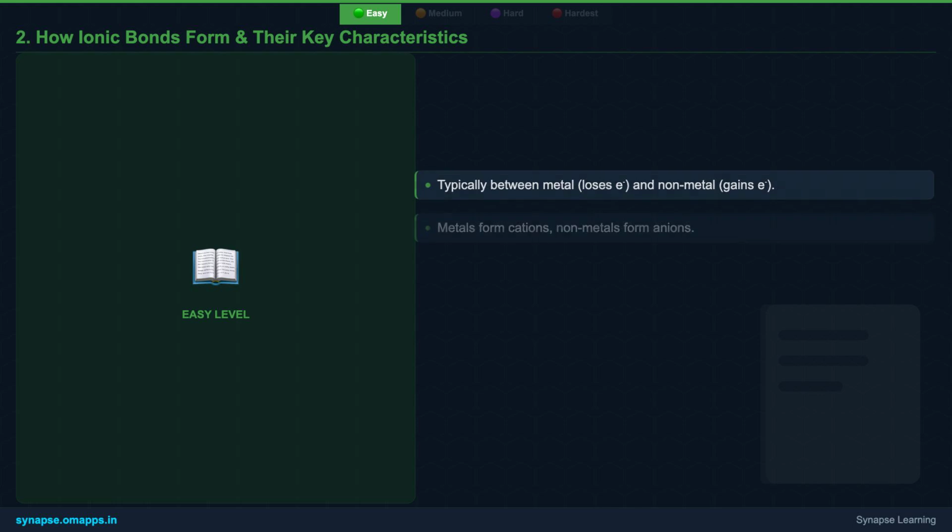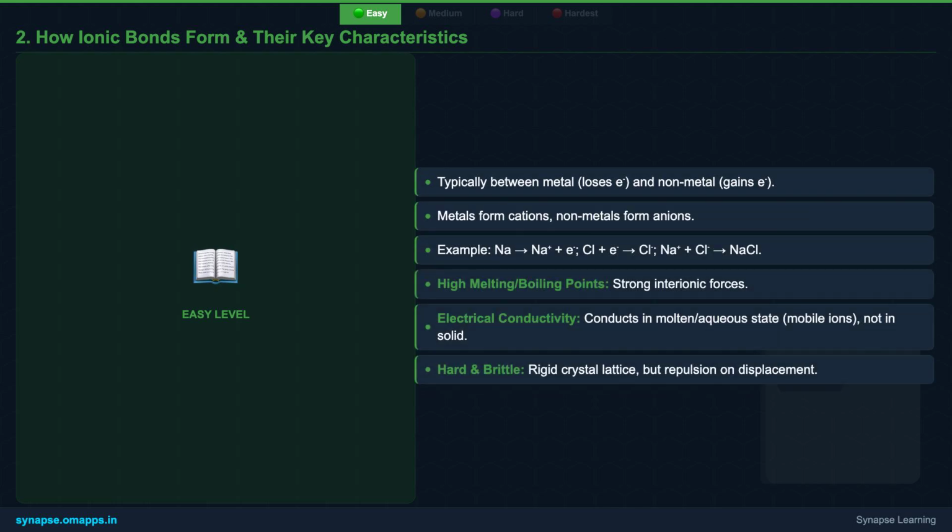How do these bonds actually form? Typically, ionic bonds occur between a metal, which readily loses electrons, and a nonmetal, which readily gains them. The metal loses electrons to achieve a stable electron configuration, becoming a cation. The nonmetal gains those electrons to achieve its own stable configuration, becoming an anion.